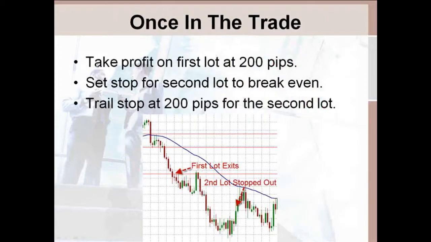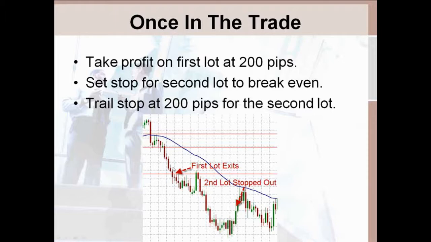And then once you're in the trade, you're going to take profit on the first lot at 200 pips. So assuming that the trade goes in your favor, and hopefully it does, you're going to set a take profit level on 1 lot at 200 pips. And when you get your first lot taken out and it's profitable, we're going to set the stop for the second lot to the break-even point. So you would move this line up here and set your stop at 0 or at the entry point for your second lot that you've left in the trade.